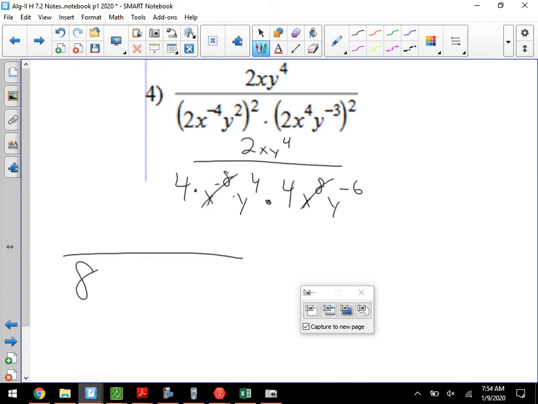Okay. Now, also, I have y to the 4th in the numerator, y to the 4th in the denominator. Those are gone. What's left? Well, we already took care of our numbers. We already know that's all gone. What's left? I have an x. And what happens at y to the negative 6th?